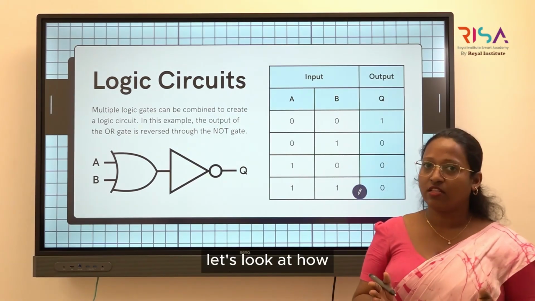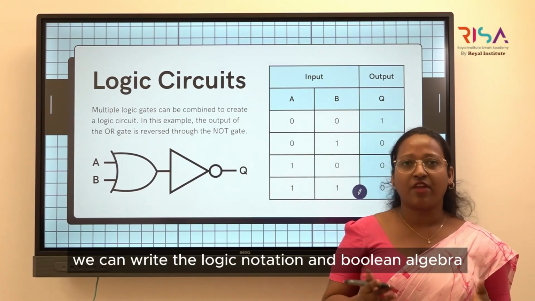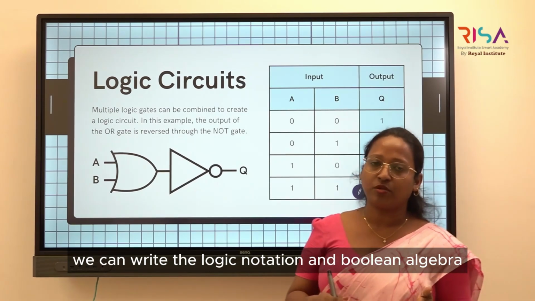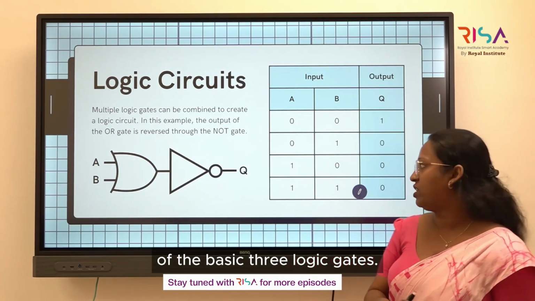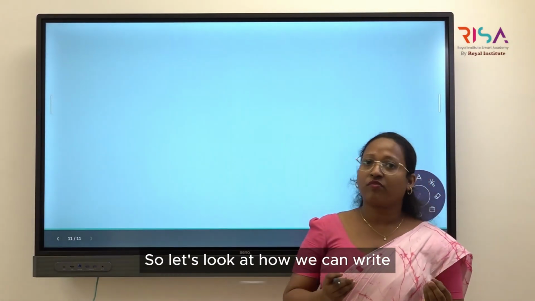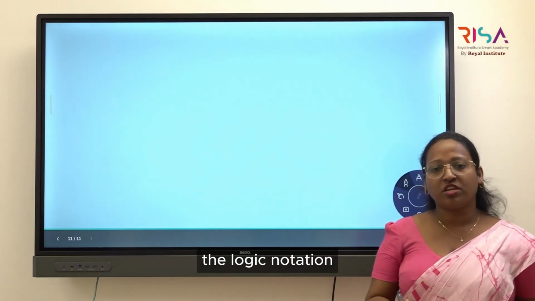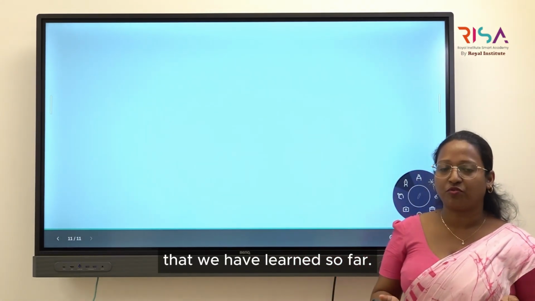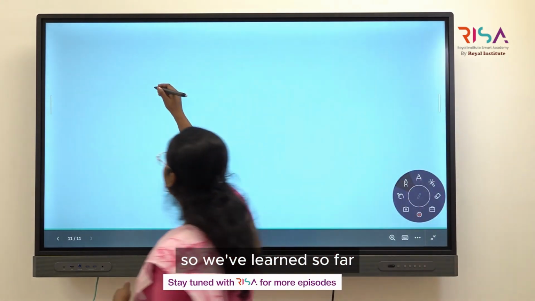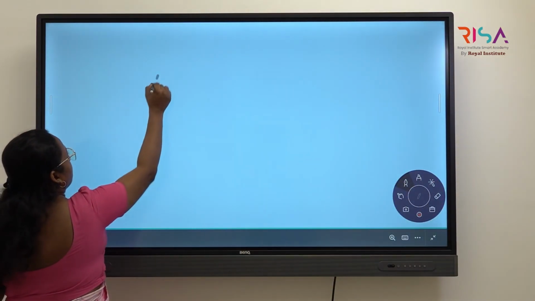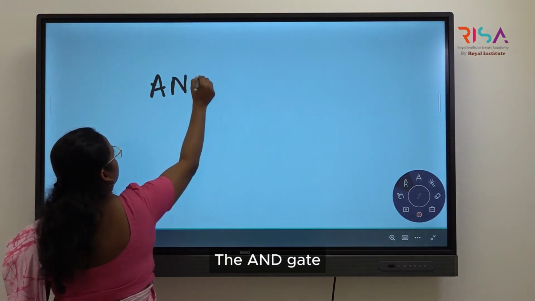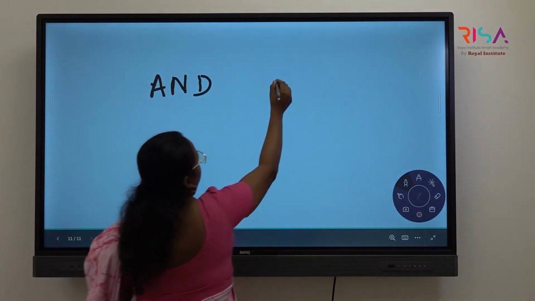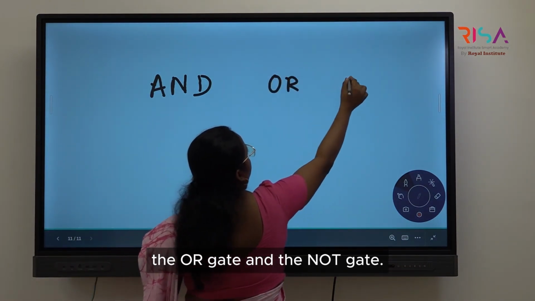Okay, so let's look at how we can write the logic notation and Boolean algebra of the 3 basic logic gates that we have learned so far: the AND gate, the OR gate and the NOT gate.